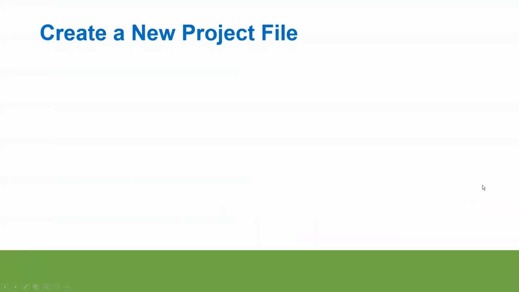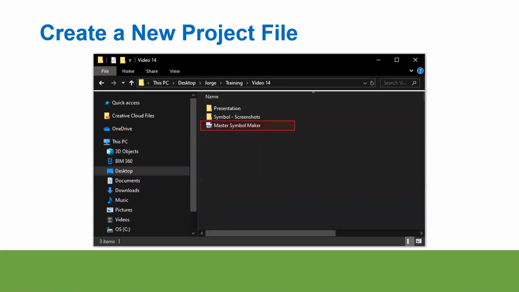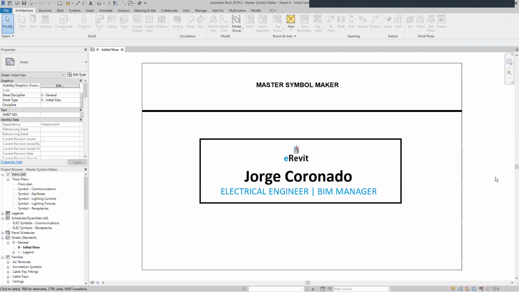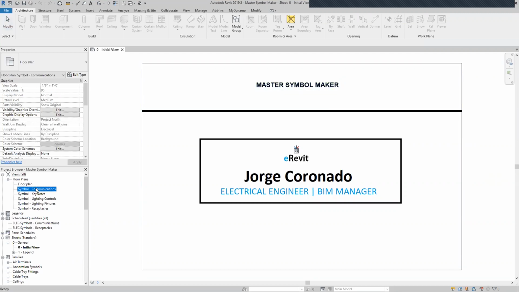Before we start, we need to create a new Revit project. Let's call it Master Symbol Maker. To save time, I have already created a project. In the project, I created views for each legend group that I want to create. So I will be using these views to create symbols.